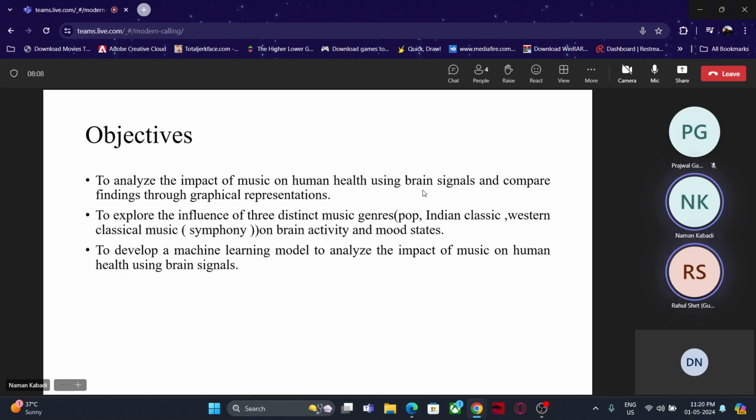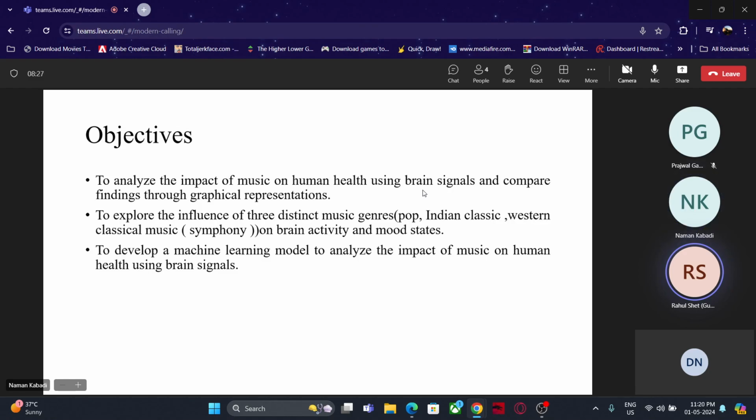So these are our objectives. Our objective is to analyze the impact of music on human health using brain signals and compare the findings through graphical representations. We also explore the influence of three distinct genres, which are pop, Indian classic, Western, and classic music.